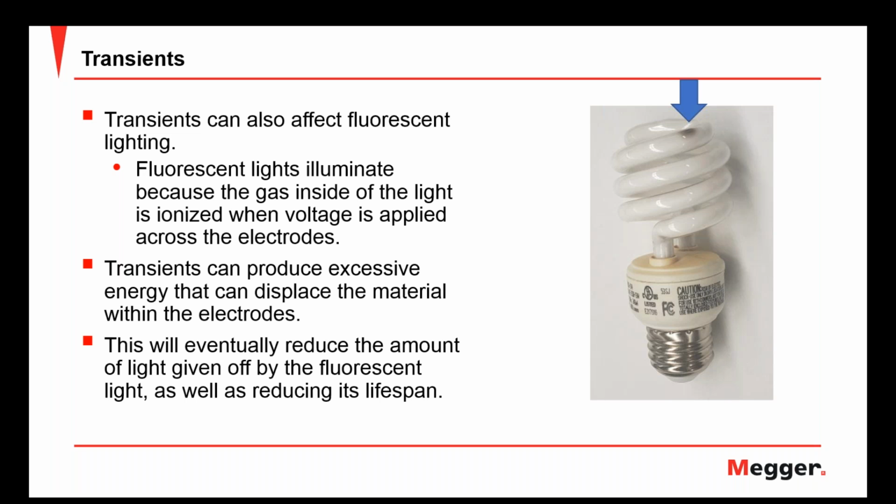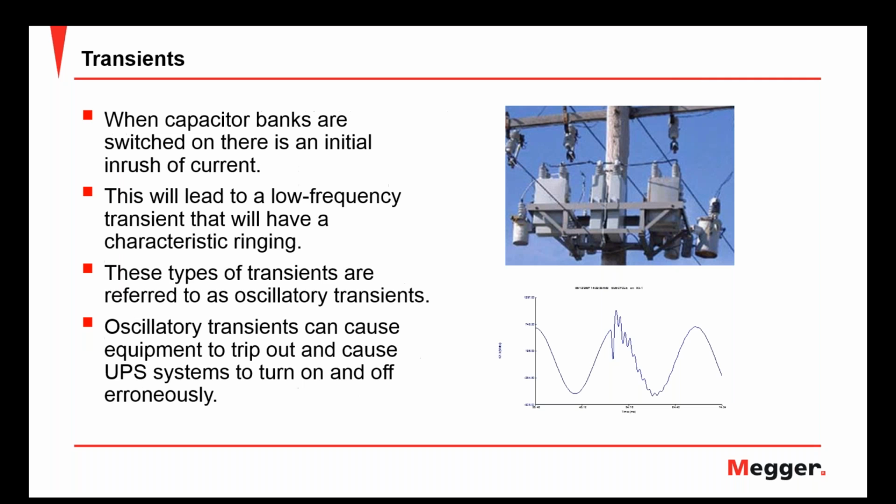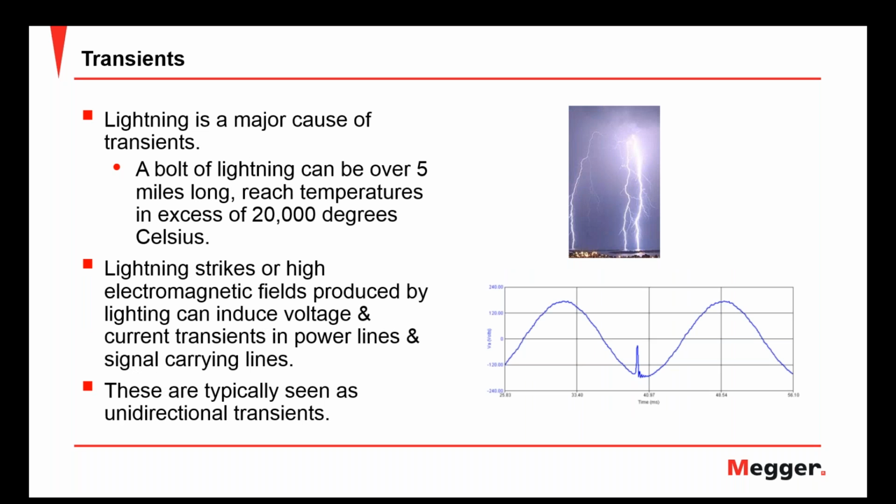In fact, in this image here, we can see where this light really got hit by a relatively high transient. You can see the mercury deposit on it. And as I said before, when capacitor banks kick on, this is what will lead to your oscillatory transient and your impulse transient. Lightning is a major contributor to this.